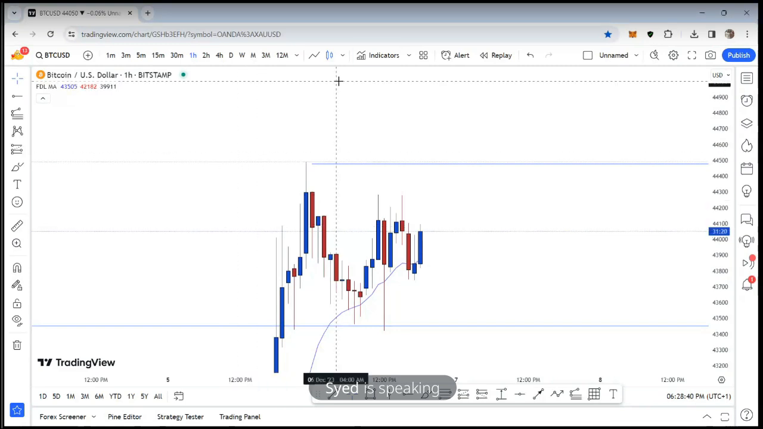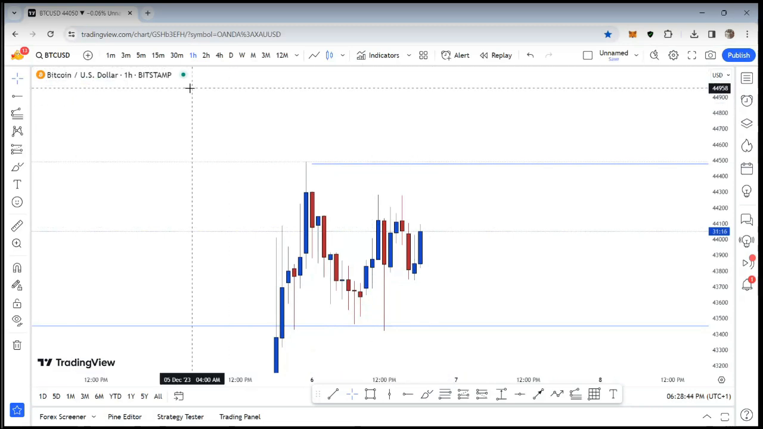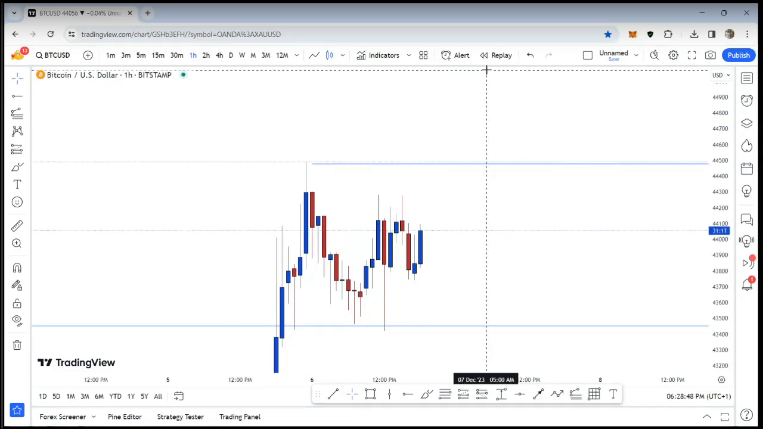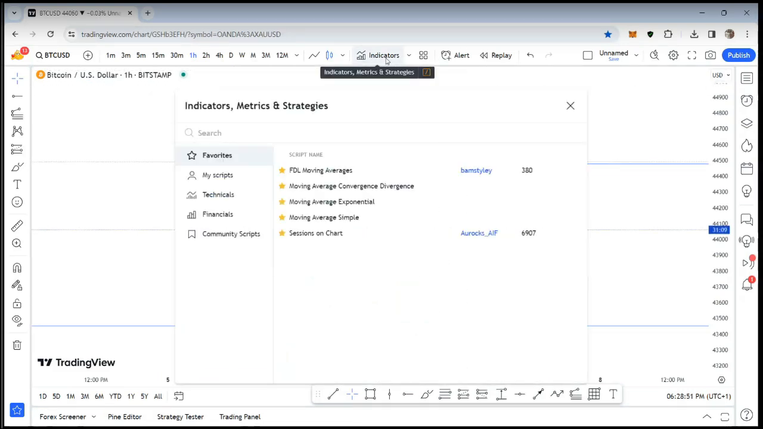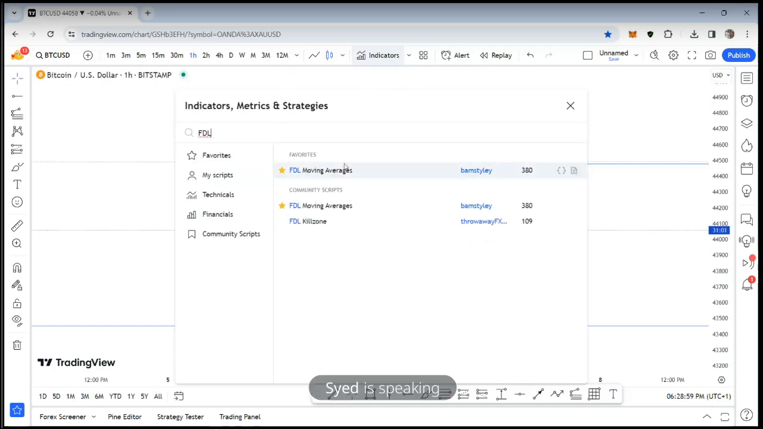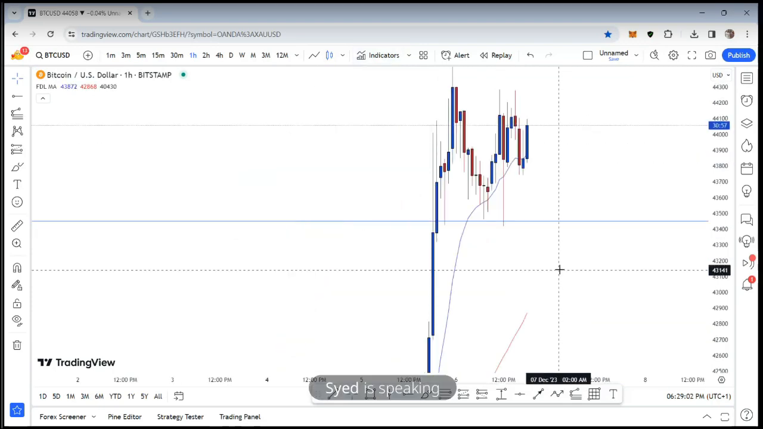Okay, let me take it out and show you guys where I got it from. I got it from Fibs Don't Lie. I learned it from him. So now if you go to your indicators, what I want you guys to search is Fibs Don't Lie, FDL moving average. You see it here? Can you see it? So you just click on it and then it appears. Okay, perfect.